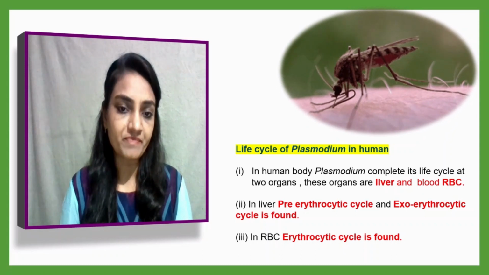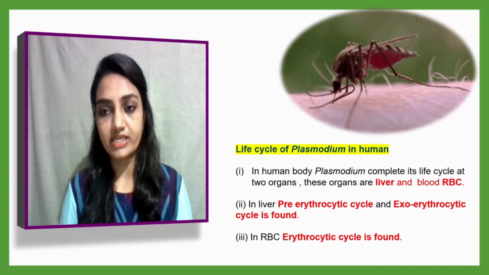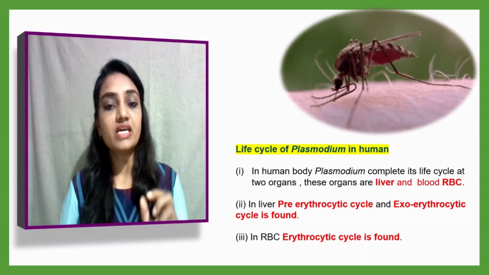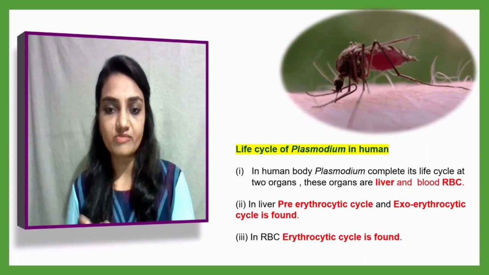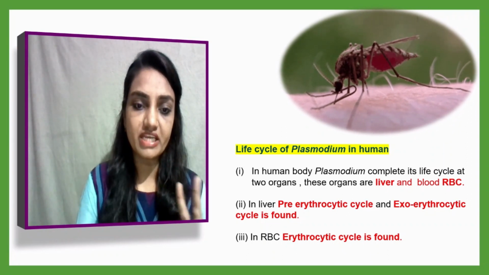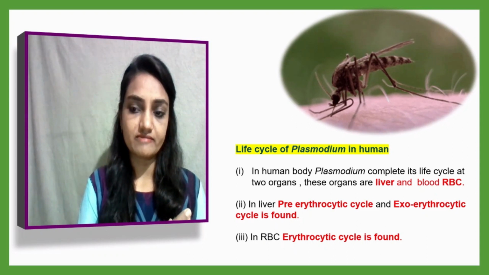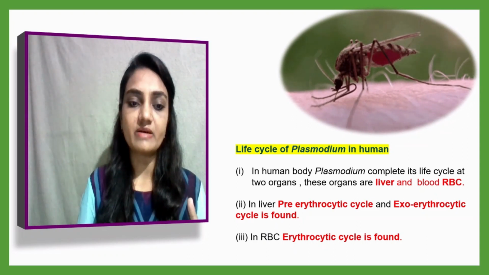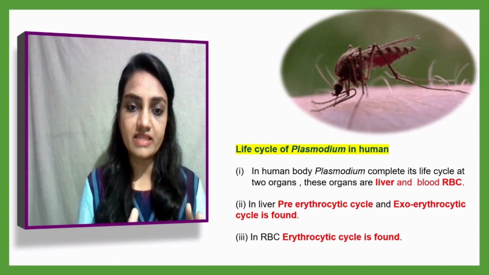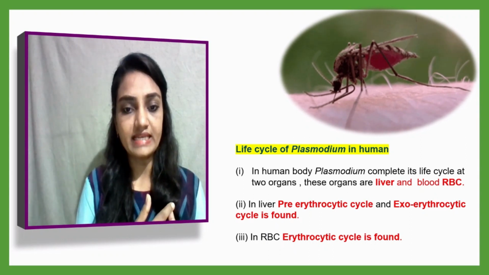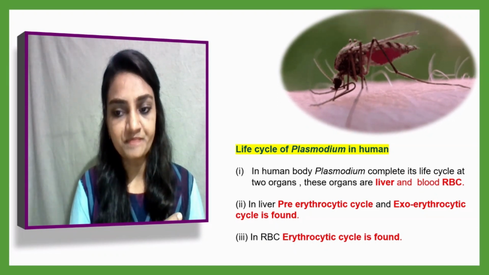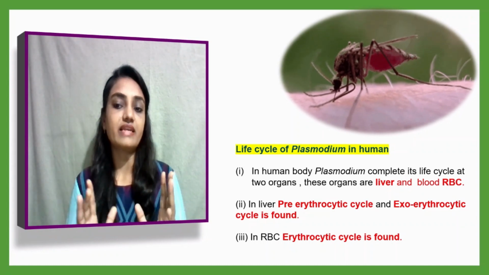In the human body, Plasmodium completes its life cycle in 2 organs, meaning 2 target organs. The first organ is the liver and the second is the blood, that is the RBCs. In the liver they will complete 2 stages, the pre-erythrocytic cycle and the exoerythrocytic cycle. We will learn in detail. And in RBCs they will complete the erythrocytic cycle, that is the endoerythrocytic cycle. So 3 stages together complete the life cycle within the human.